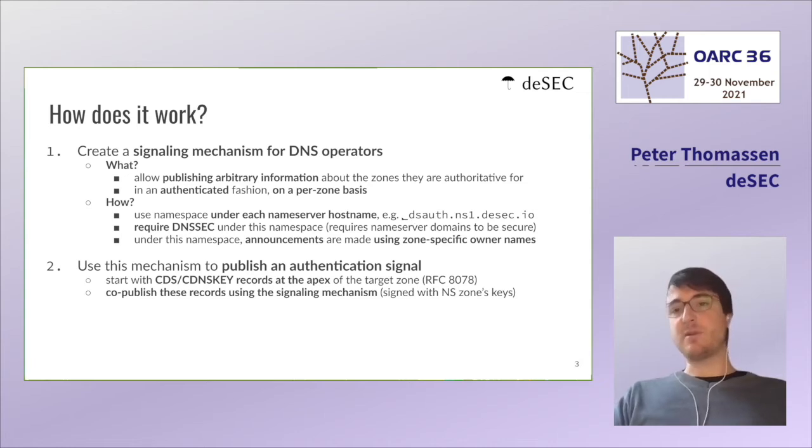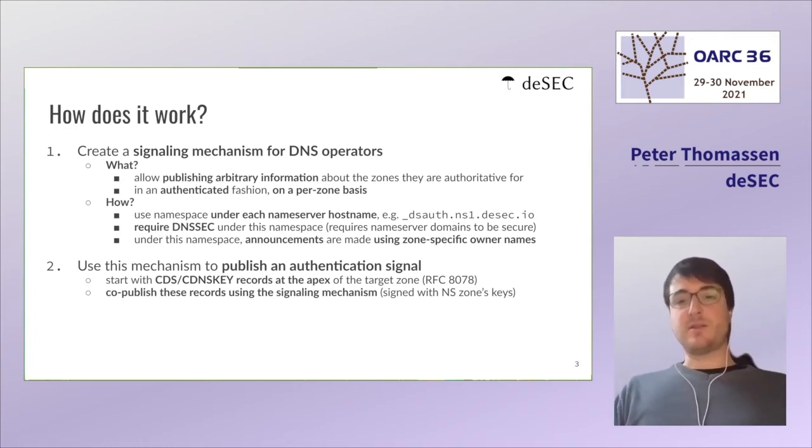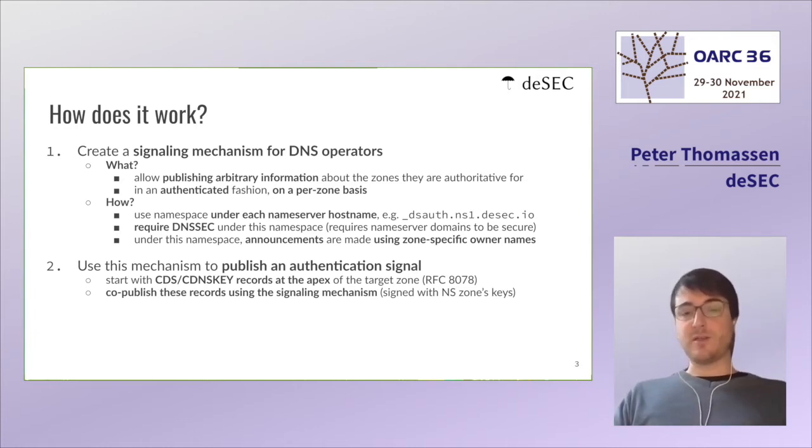So you would have example.com._ds-off.ns1.dsec.io. And the interesting point here is that these records would be signed with the DNSSEC keys of the name server zone and not of the target zone. So you can validate that with the pre-existing chain of trust to the name server domain.